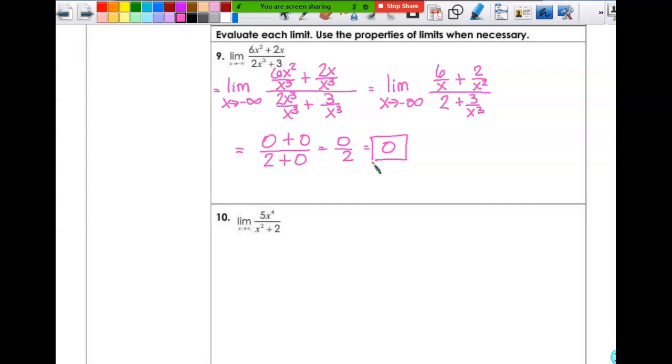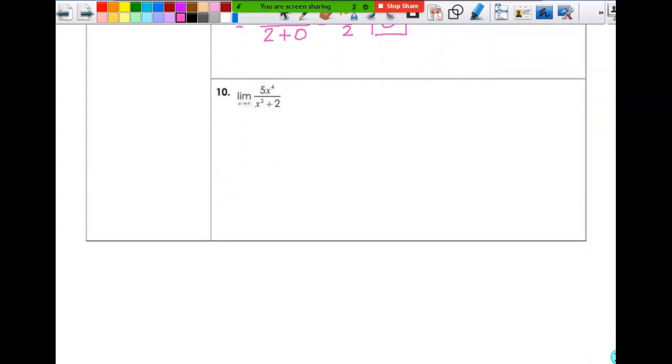Everybody good so far? Because if we had just substituted in infinities, I'd have had infinity squared over infinity cubed, and it just doesn't work that way. That doesn't equal 0 or anything like that. We good? All right, so let's do the same thing on number 10.